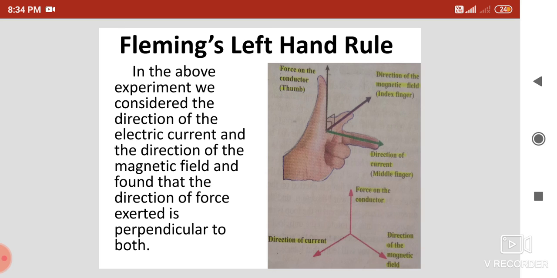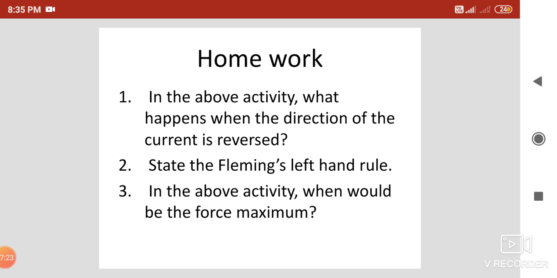After studying Fleming's left hand rule and that activity, go through the video again and write the answers to the given questions which are asked as homework. So this way you will study Fleming's left hand rule. Homework is displayed on the screen. Go through that activity and find the questions which are asked. Write those answers in the notebook. Okay, thank you.